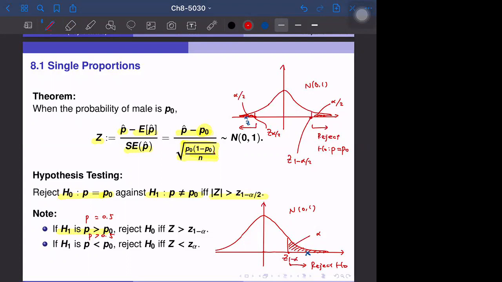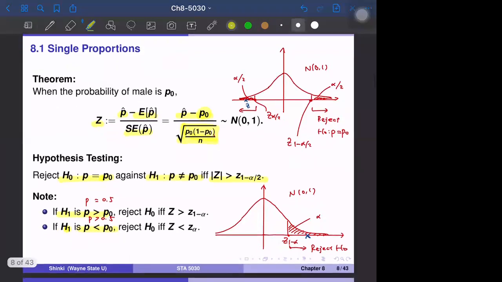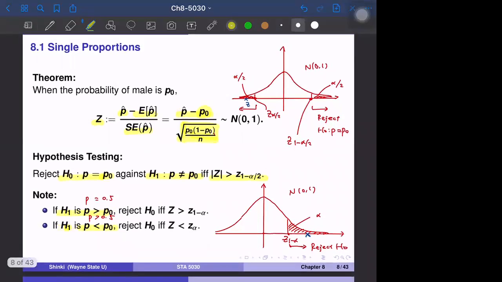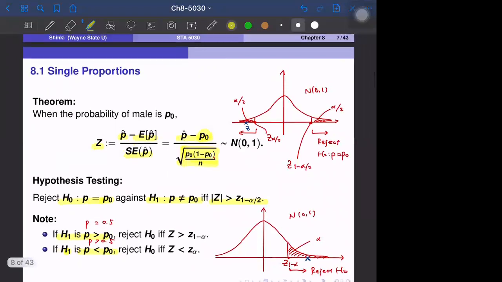And the other way around is similar. So H1 may be p is less than 0.5. In such a case, we only reject the null hypothesis if the z value is small enough. So this is the general theory for the test for a single proportion. Next time we will have an example for this theorem.